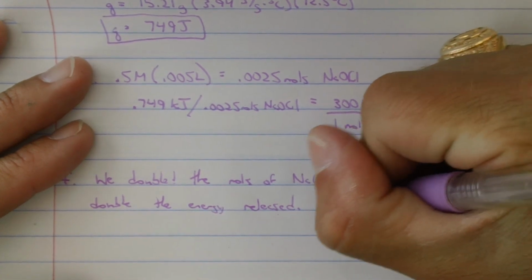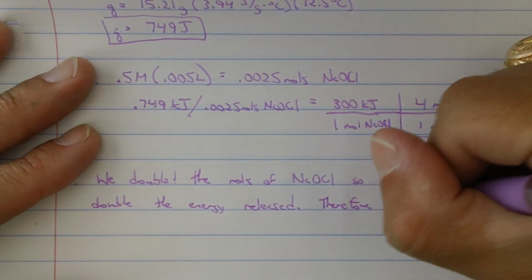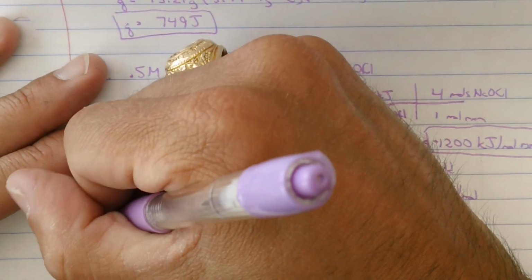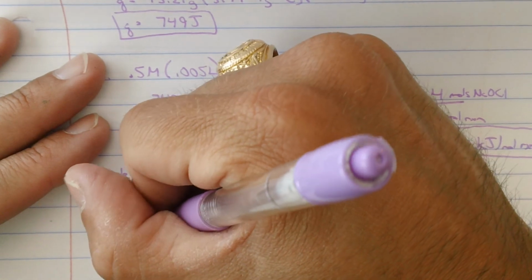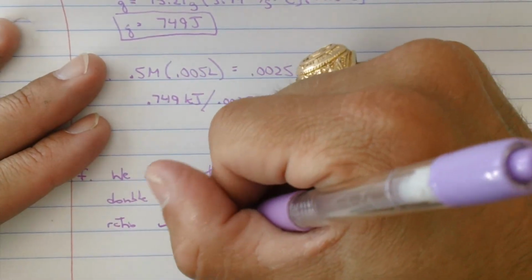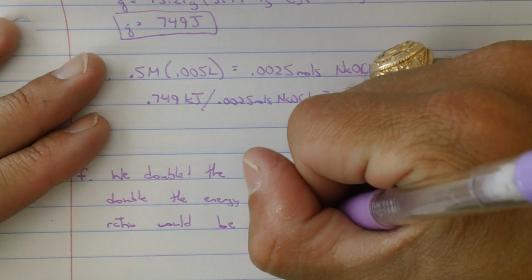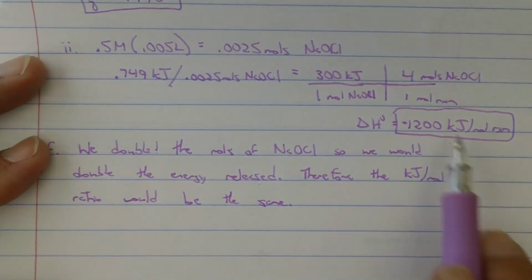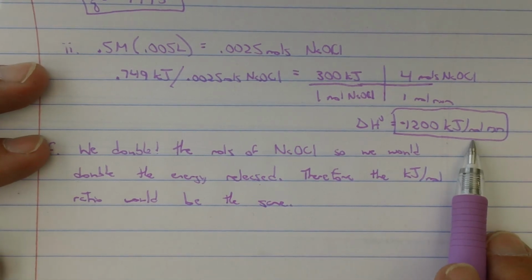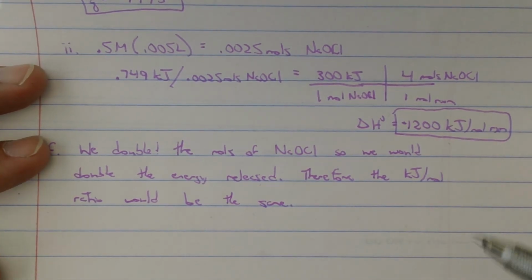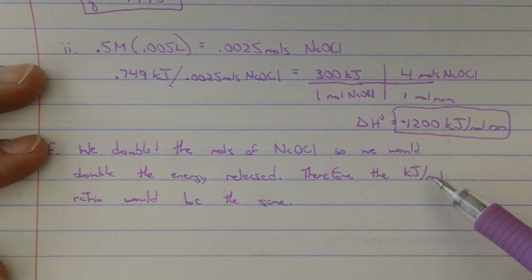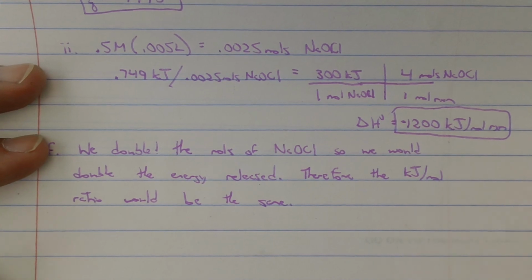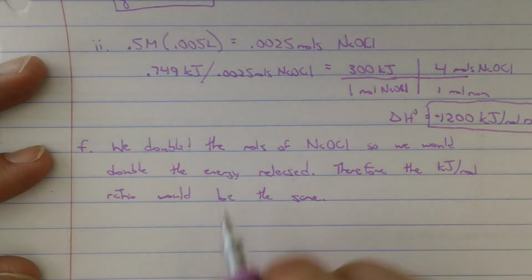Therefore, the kilojoule per mole ratio would be the same. If you double the amount of moles that are reacting, you're going to double the amount of energy, right? But this is kilojoules per 1 mole, yes? And so if it's the same ratio, it's still going to be the same number of kilojoules per mole, right? We would double the top number, double the bottom number, gives us the same delta H. That's what that says in part F.